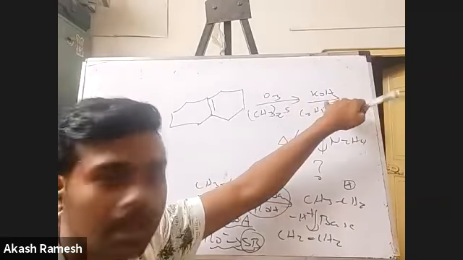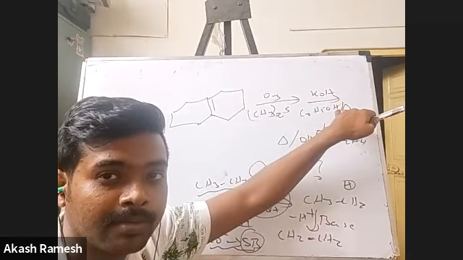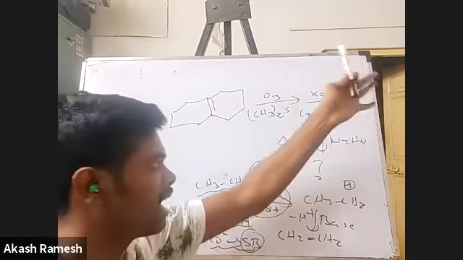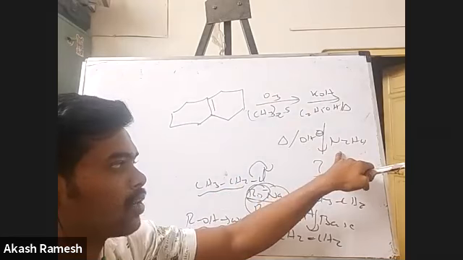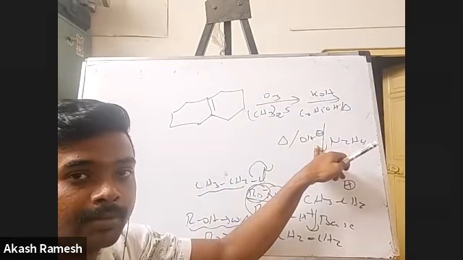Carbonyl compounds with a base. I'm telling you that it's going to act as a base. Then what is the reaction? Aldol. That's it, aldol. What is this reaction? N2H4 in the presence of OH minus on heating. What is this reaction? Wolff-Kishner. That's it. Go for it.